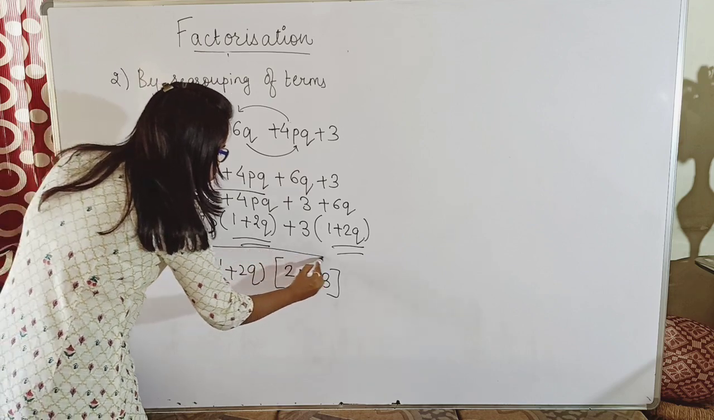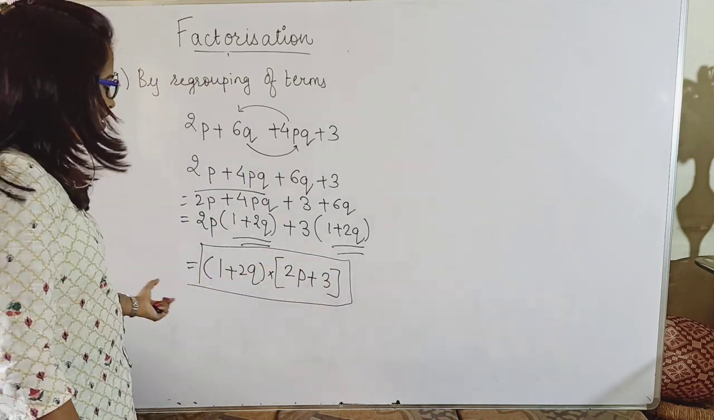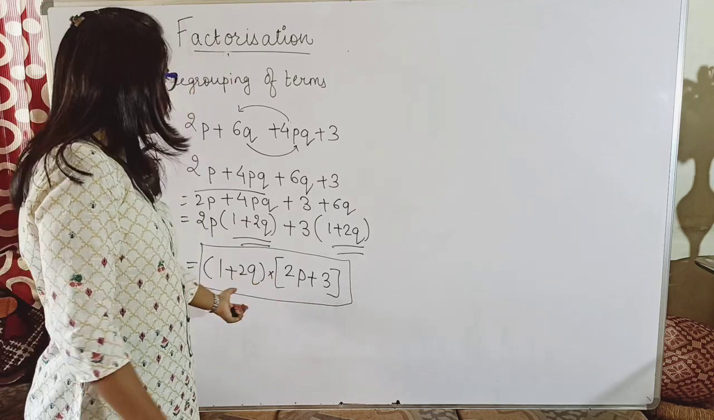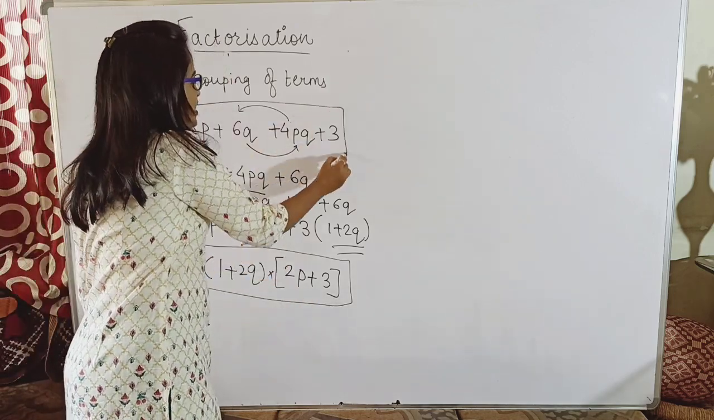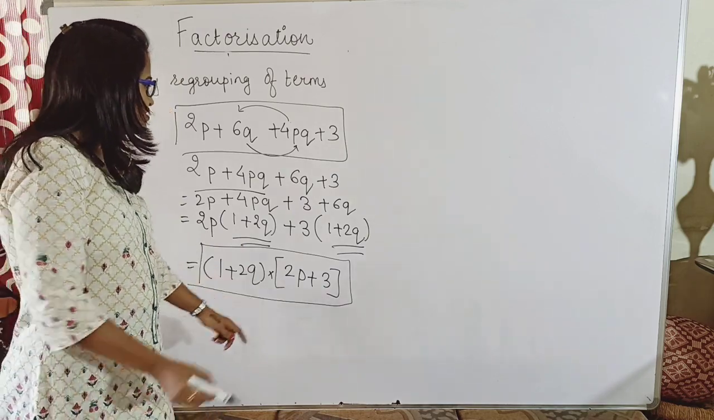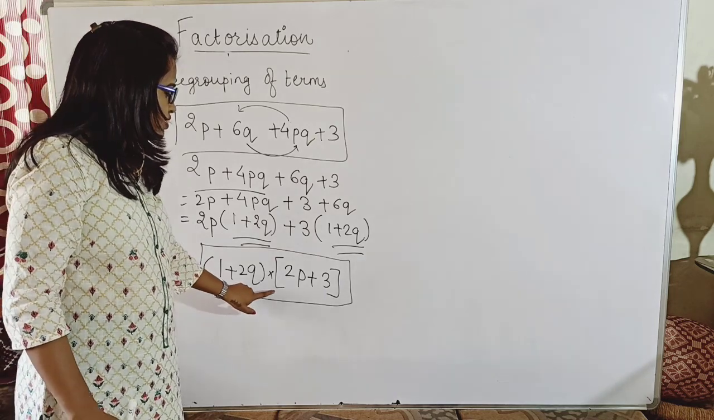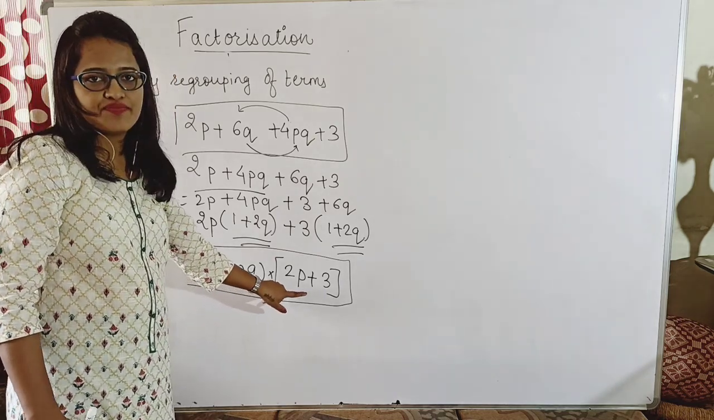So you have got two expressions which have a multiplication sign between them, and if you multiply them, definitely you will get your original expression, isn't it? And hence the two factors for this expression are 1 plus 2q and 2p plus 3.